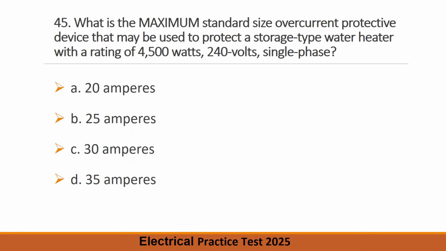45. What is the maximum standard size overcurrent protective device that may be used to protect a storage-type water heater with a rating of 4,500 watts, 240 volts, single phase? A. 20 amperes. B. 25 amperes. C. 30 amperes. D. 35 amperes.